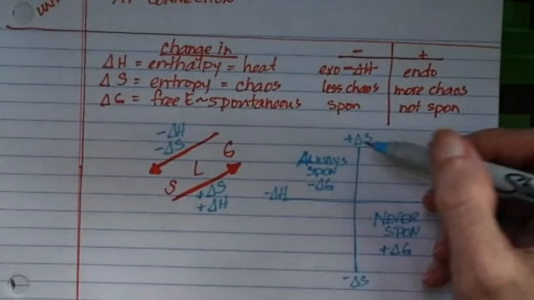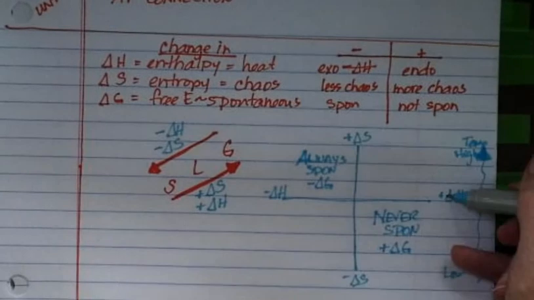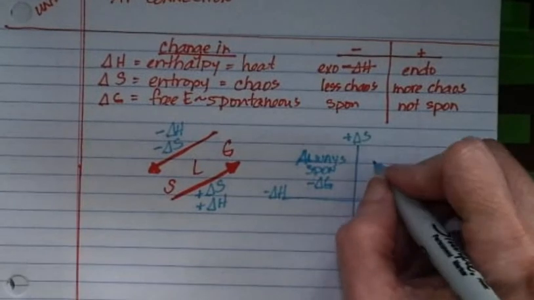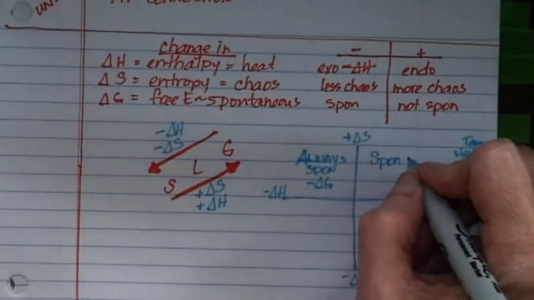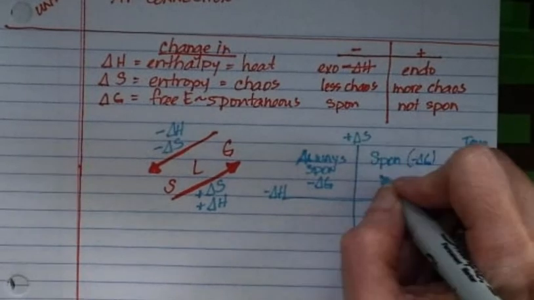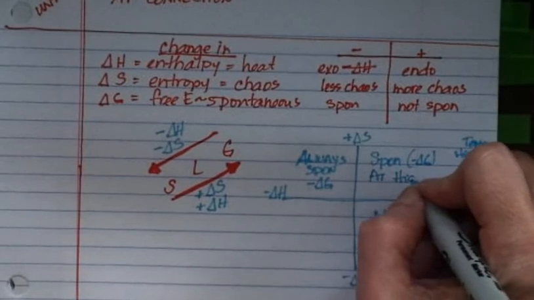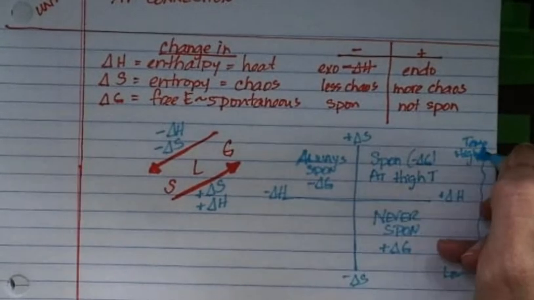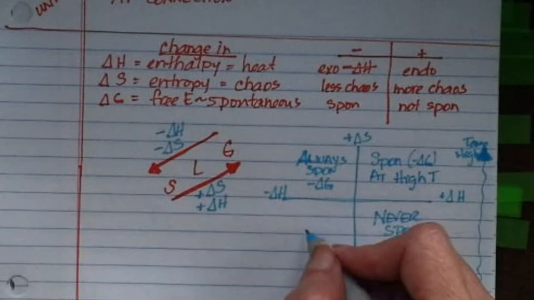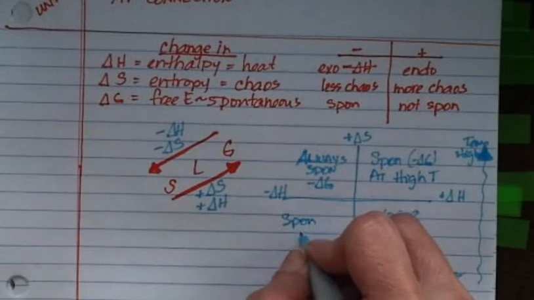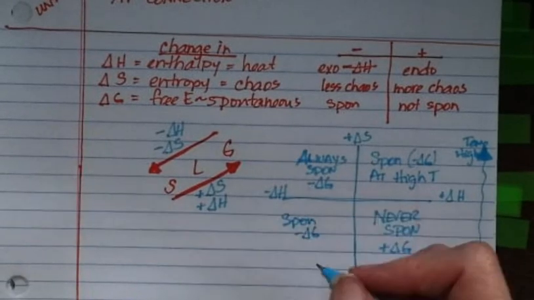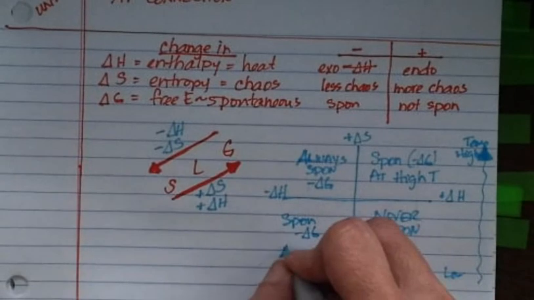So if you have a positive delta S and a positive delta H, what you have is spontaneous, that's a negative delta G, if and only if it's at high temps. Here's your high temperature over here. And then down here, it's spontaneous, that's a negative delta G, if and only if it's at low temp.